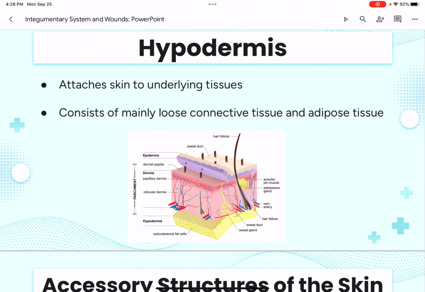The hypodermis is also known as the superficial fascia or subcutaneous tissue. It's a thick, fatty layer that helps protect underlying organs from mechanical shock. It also insulates the body, which conserves heat. It attaches skin to the underlying tissues. It consists of mainly loose connective tissue and adipose tissue. The blood vessels and nerves of the skin originate here. The nerves provide sense of touch.